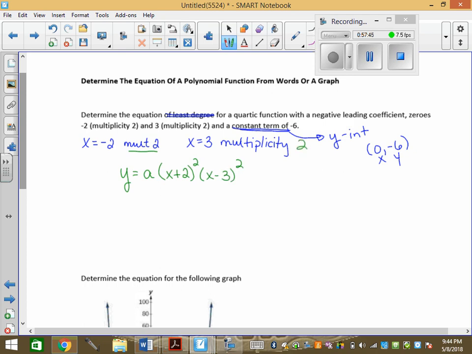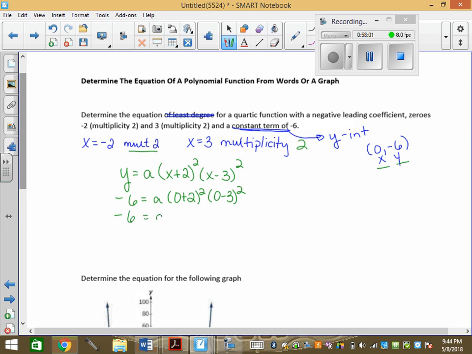Multiplicity 2. Okay, and then we're going to use our coordinate, our x and our y, and solve for our a every single time. It's not a hard question. You just have to remember the a. So we get negative 6 equals a times 0 plus 2 squared, 0 minus 3 squared.